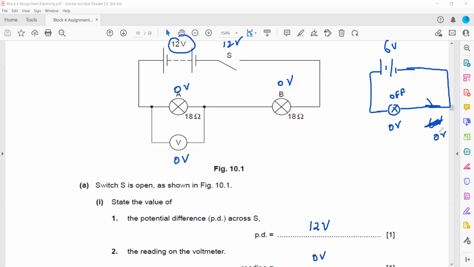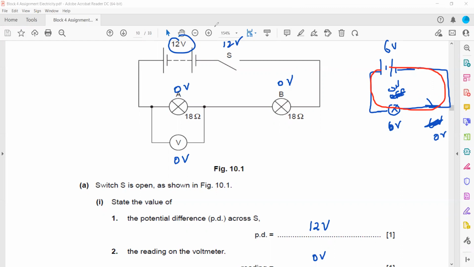But once the switch is closed, what happens? There will be 0 volt across the switch and all the voltage will be across the lamp, because the lamp now starts to work as there is a current in the circuit. When the charges start to flow, there is a current in the circuit. The voltage of the lamp will be the same as the voltage of the supply now.